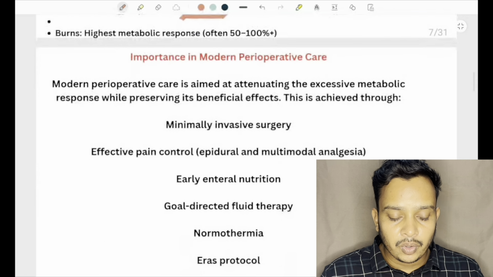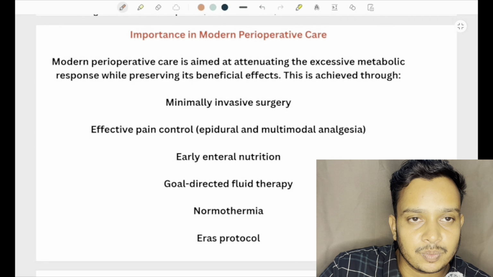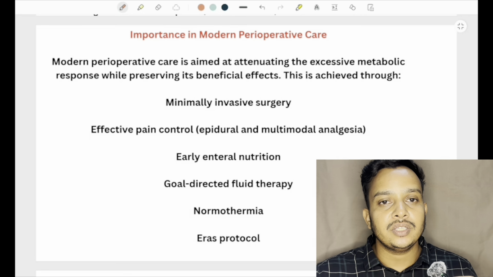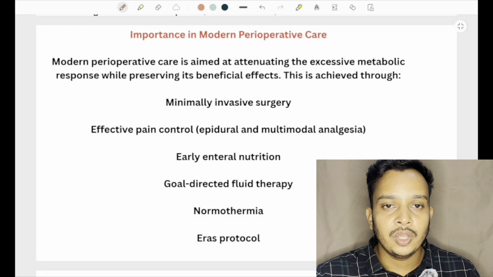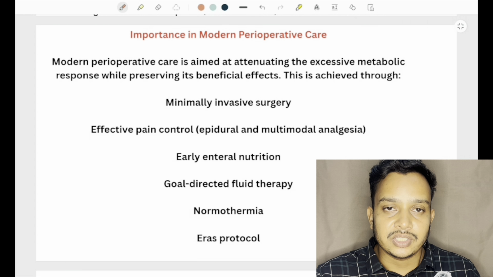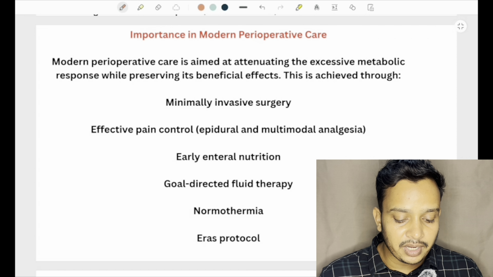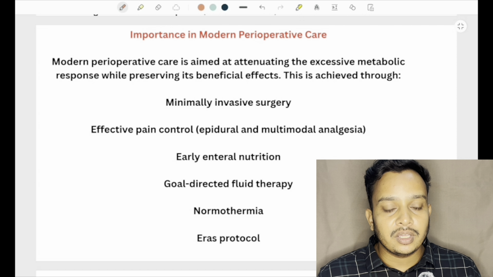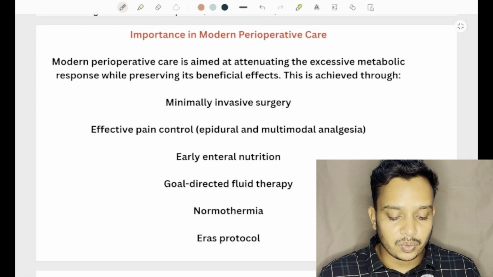So why are we giving so much importance to this metabolic response to injury? Nowadays we have all the equipment and all the protocols in trauma, so in developed countries the most common cause of death, after resuscitating the patient and in the early days post trauma, is an exaggerated over-inflammatory response syndrome, which leads to multiple organ dysfunction and death. That's why modern perioperative care revolves around keeping this hypermetabolic state in check.